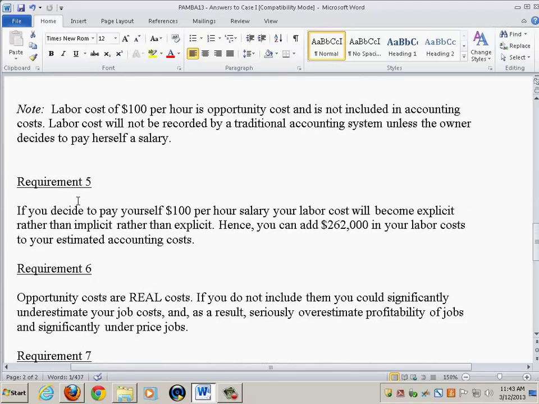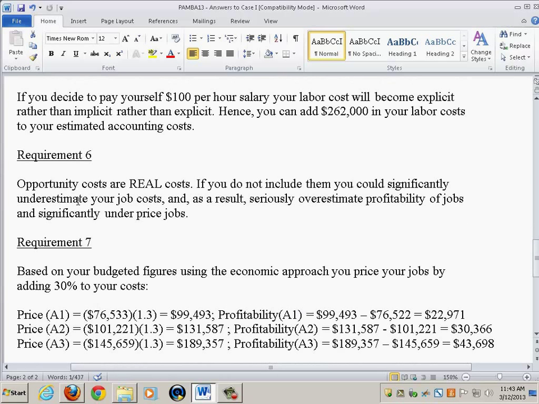So now that was requirement number 5. Requirement number 6. Again, arguably the opportunity cost is a real cost. And you can make it real if you pay yourself a salary, so that's another proof that it's a real cost. And if you don't include opportunity cost, the problem is that you very significantly underestimate your costs. Because your cost without opportunity cost is very low.